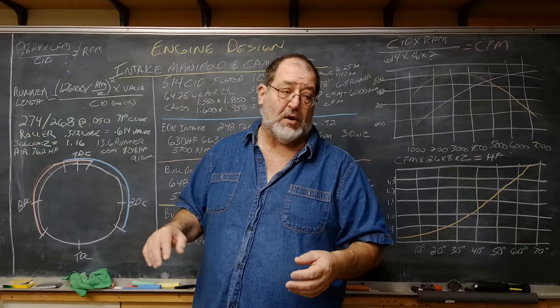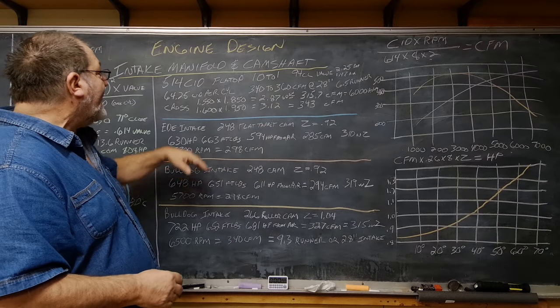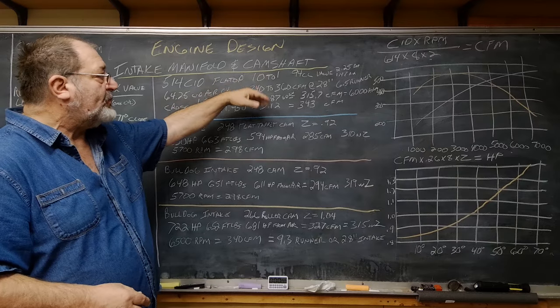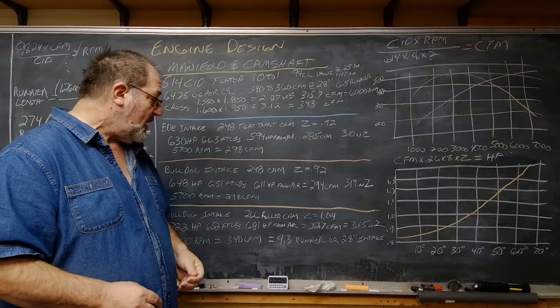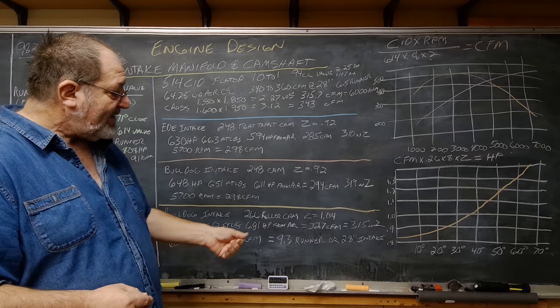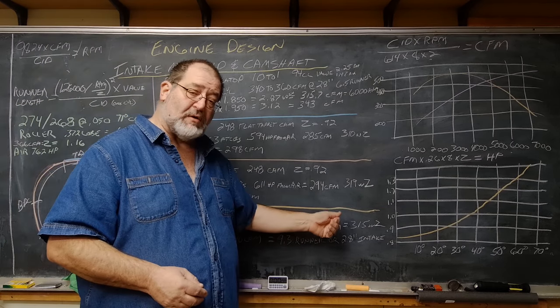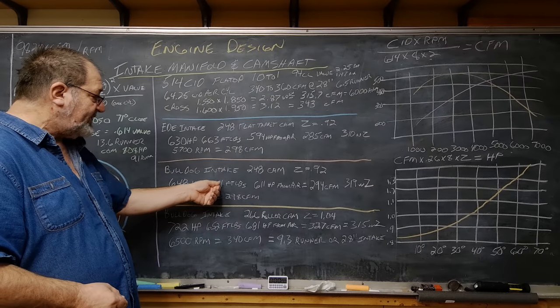So if we go on to the next run, we took the same motor, same intake, same block, same compression, same head, but we put in a bigger roller cam. We put in a 266 roller cam. That has a Z of 1.04. So it then made 722 horsepower instead of 648. And the foot-pounds stayed about the same, 652 compared to 651.